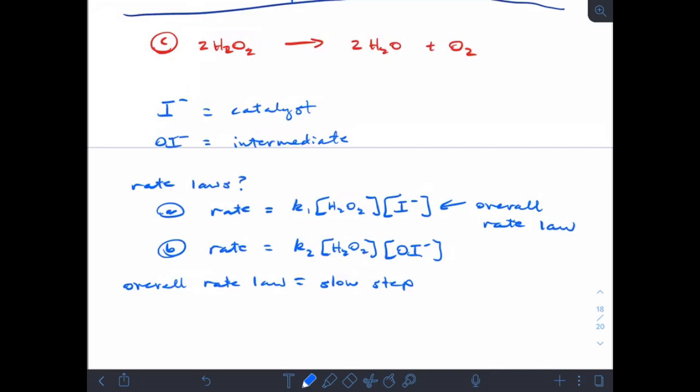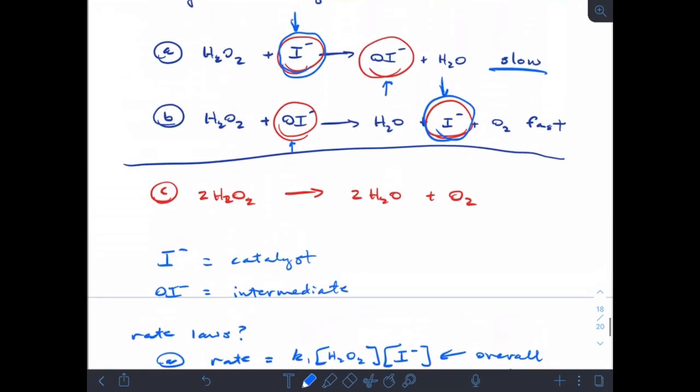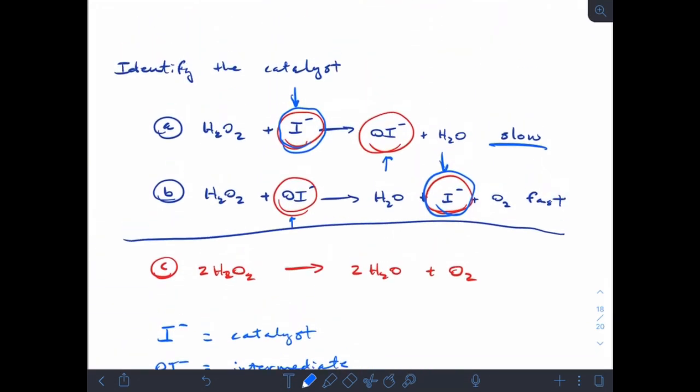Okay, so pretty straightforward. Now let's take a look at one other factor. I said that a catalyst will never appear in an overall equation. This equation C is our overall equation. I minus does not appear in that overall equation, so we're following the rules. A catalyst should not appear. The reason is that if we combine our equations correctly, I minus is a reactant in the first reaction and a product in the second reaction, so they should cancel each other out when we combine equations.